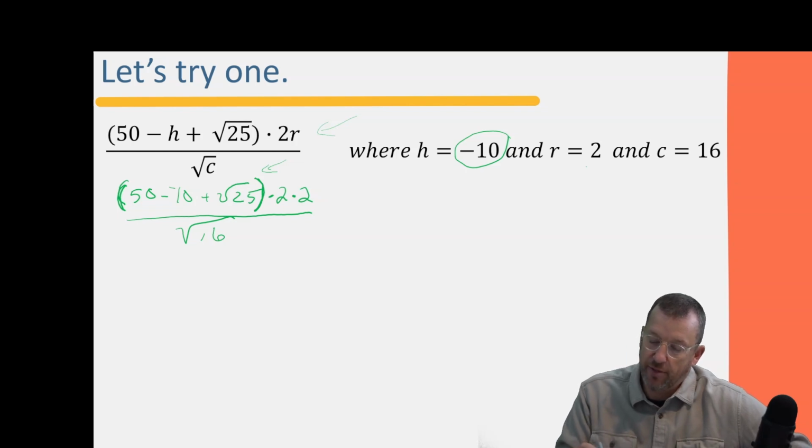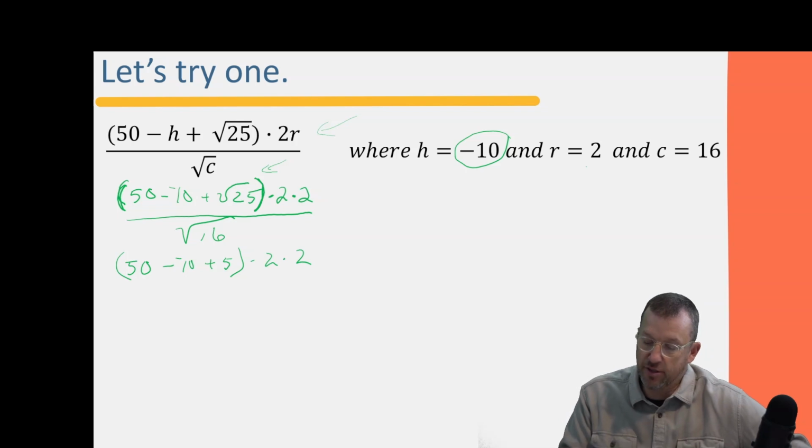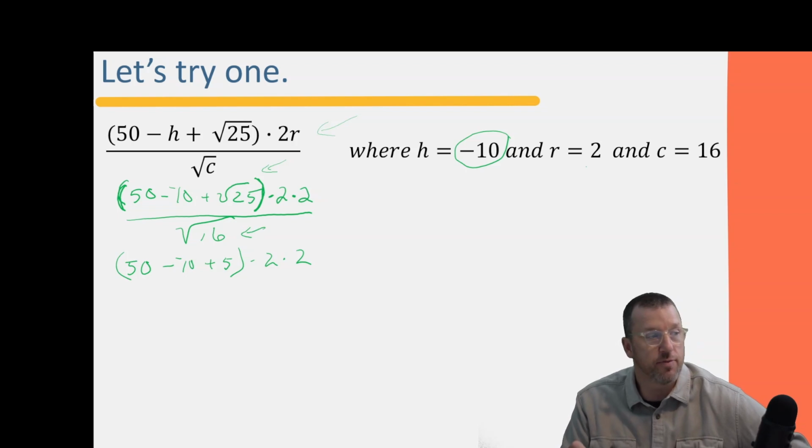Yes, there is. I can go ahead and do the exponent because that would be next in line. So I'm going to say 50 minus a negative 10 plus, what is the square root of 25? It is 5. Keep our parentheses because we're not done, times 2 times 2. Now inside this parenthesis, we don't have any addition or subtraction. Notice I'm just leaving this alone right now because we're going to do that one at the very end, this bottom of the expression.